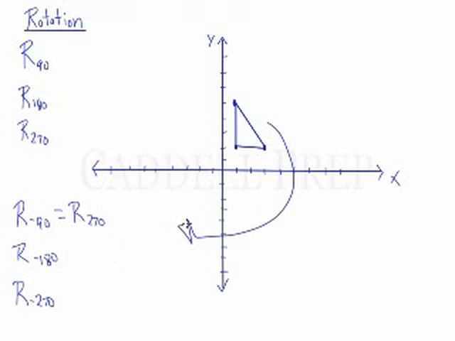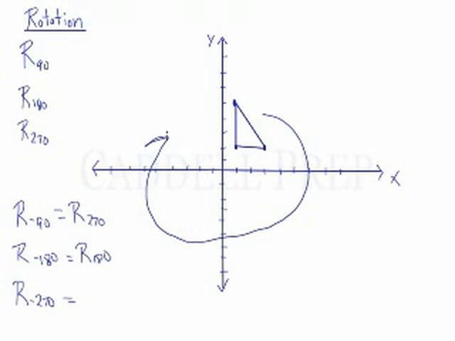Negative 180 is the same as 180. So when we have to rotate negative 180, we'll just rotate it 180. And rotating negative 270 would be going 90, 180, 270 the other way. That's the same as just rotating it 90. So negative 270 is the same as rotating it 90 degrees.